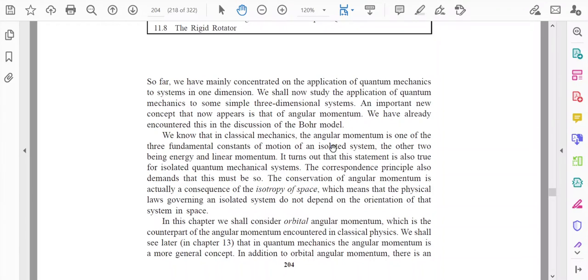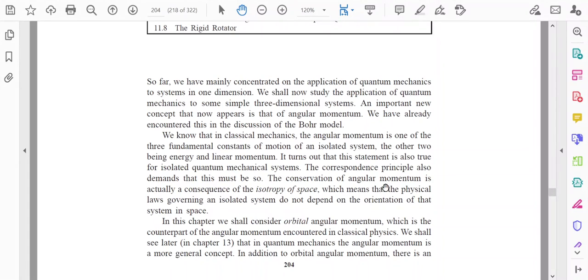In classical mechanics, angular momentum is one of the three fundamental constants of motion of an isolated system. We all read about this concept. The other two are energy and linear momentum. In classical mechanics, we have read about conservation of energy, conservation of linear momentum, and conservation of angular momentum. It turns out that this statement is also true for isolated quantum mechanical systems. The correspondence principle also demands that this must be so.